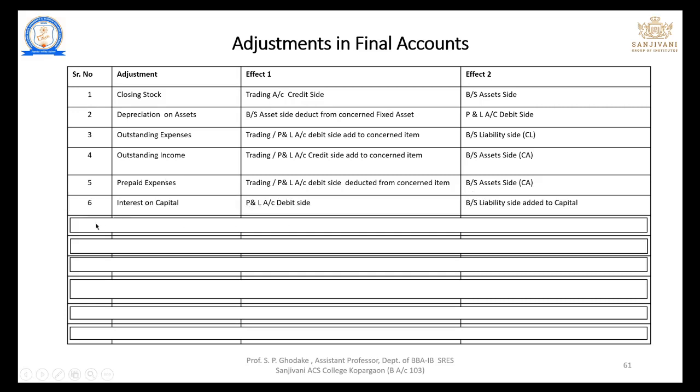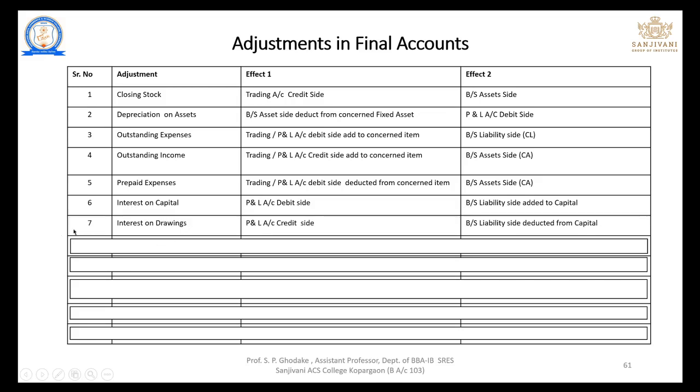Then the next adjustment is interest on capital. The first effect is profit and loss account debit side as interest is paid, and the second effect is balance sheet liability side, added to the capital. Then next, interest on drawings. The first effect is profit and loss account credit side, and second, balance sheet liability side, deducted from capital.